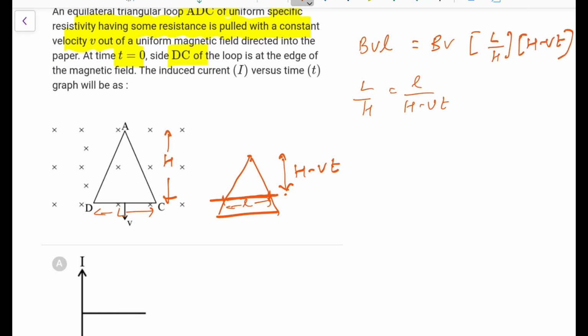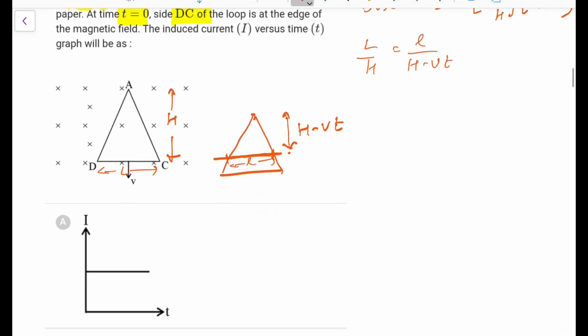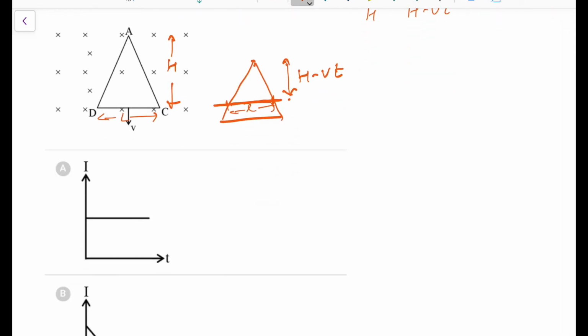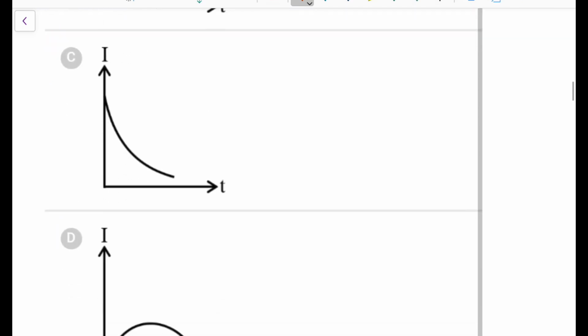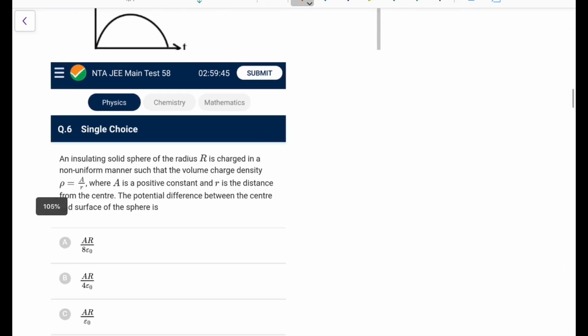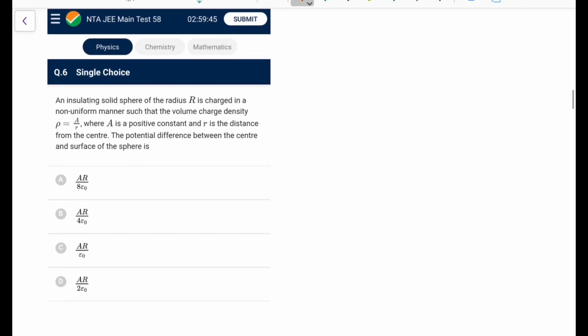So the current would be a straight line function, and it should be decreasing with time. As per this, B option seems to be the most appropriate. Not only that, any option is linear. So go for the fifth one. Now go for the sixth one.